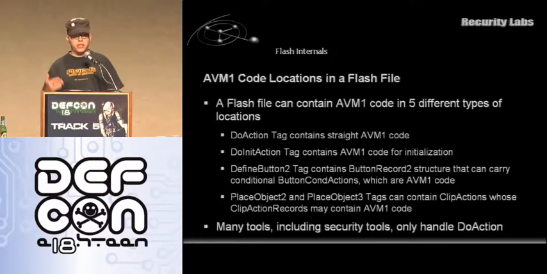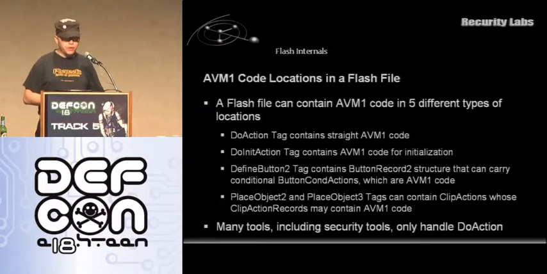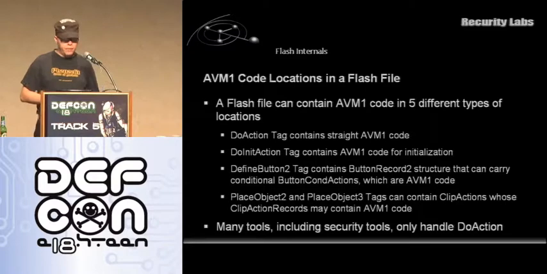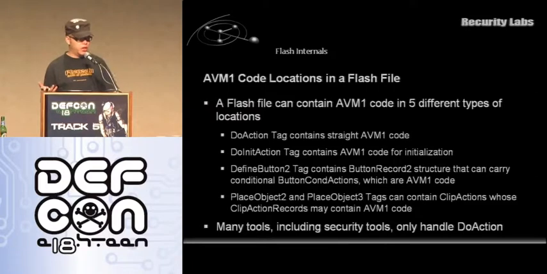So where would you actually look for code within a Flash file? There's a tag type called doAction. Sounds like one. The majority of the AVM1 code is supposed to be there. And then there's the doInitAction tag, which I said is used for the initialization of objects, but can contain pretty much any code you want. There are no restrictions put into place by the player. Then there's the buttons I already mentioned. The DefineButton2 tag contains a ButtonRecord2 data structure that can carry conditional button actions, which are actually blobs of code.